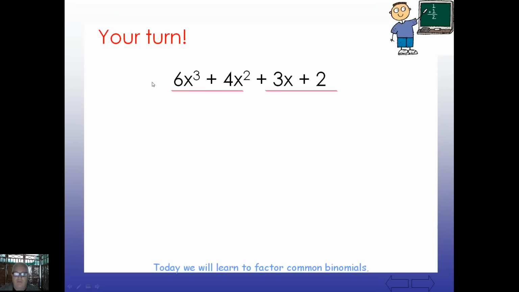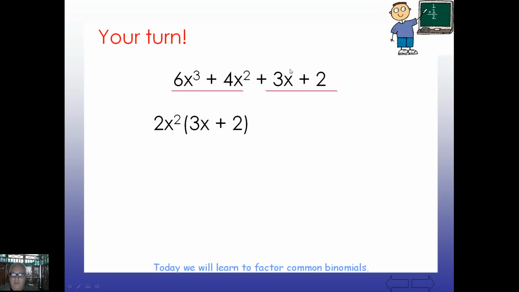Now you might look at the first piece here and say, yeah, I see x's and even numbers, but I'm not so sure about this piece. What the heck? 3x plus 2, there's nothing there. Well, let's see what happens. So, take the 2x squared out of here. If you divide this by 2x squared, what would you end up with? What's 6 divided by 2? Well, that's 3. And what's x cubed? And if you remove 2 of the x's, you're left with x to the first. So, look at that. You end up with 2x squared times the quantity 3x plus 2.